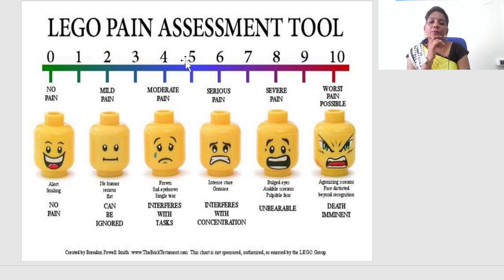This is the Lego pain assessment tool. Here also they are giving 10 categories from 0 to 10, and based on that only we are going to evaluate. So that is about visual analog scales. Then we will see other scales.